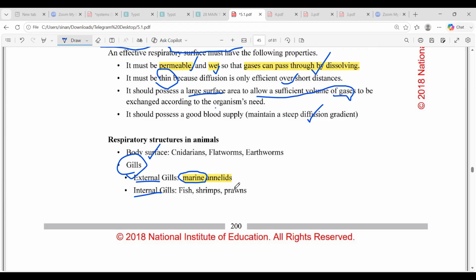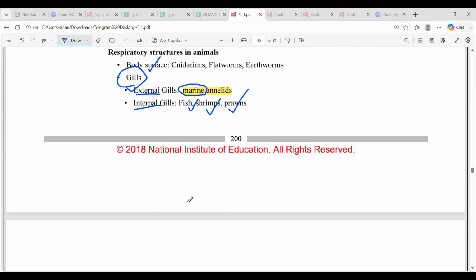Remember, annelids use different types of respiratory pigments, which we saw in the circulatory system unit, in few annelids or all annelids. So remember these are marine annelids. External gills are used by marine annelids, and internal gills are used by fish, shrimps and prawns.